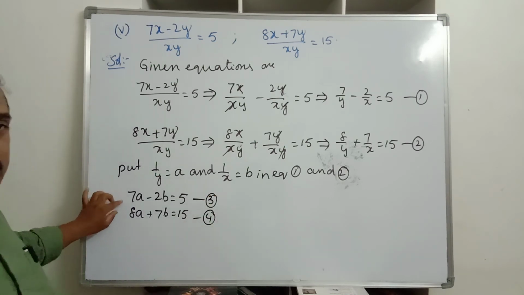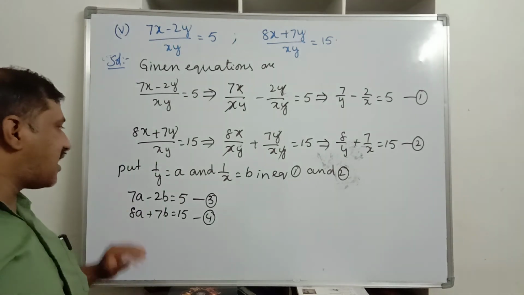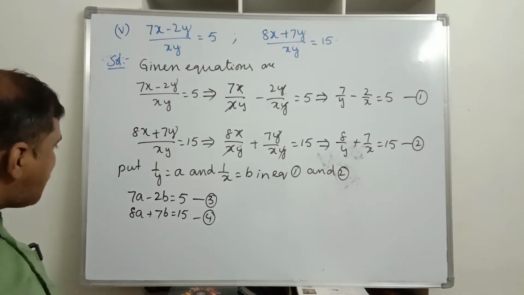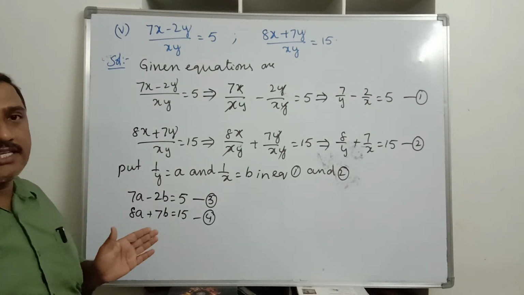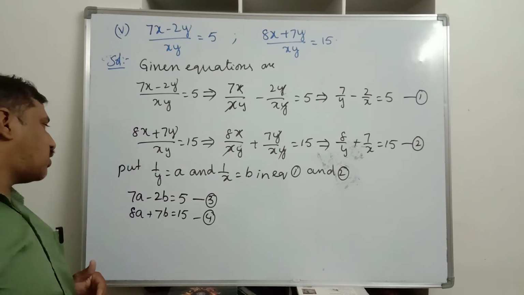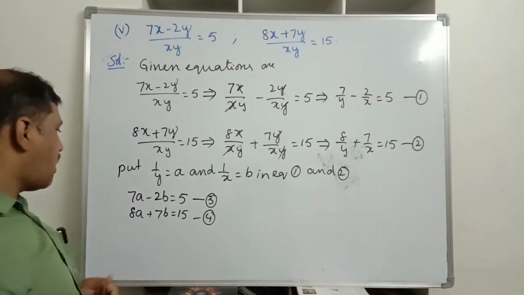Now we observe equations 3 and 4. Both are a pair of linear equations in two variables. Is it clear, children? Now we can solve these two equations by using the elimination method or by using the substitution method.